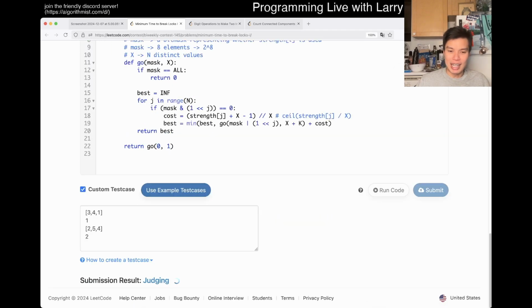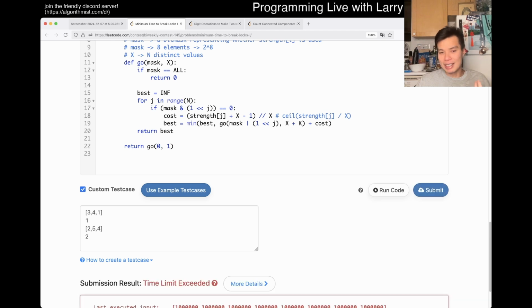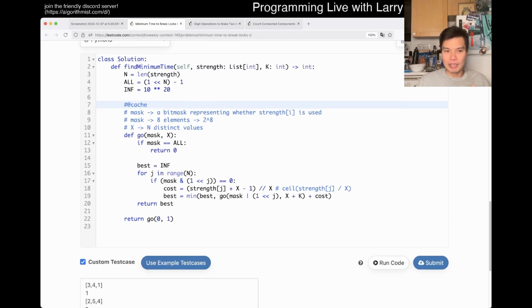So is it fast enough? Okay, maybe not. Definitely maybe not the way that I wrote it, apparently. So actually for this problem you do need caching, but as you can see, maybe you can imagine it to be close, right? So okay, that's unfortunate actually.